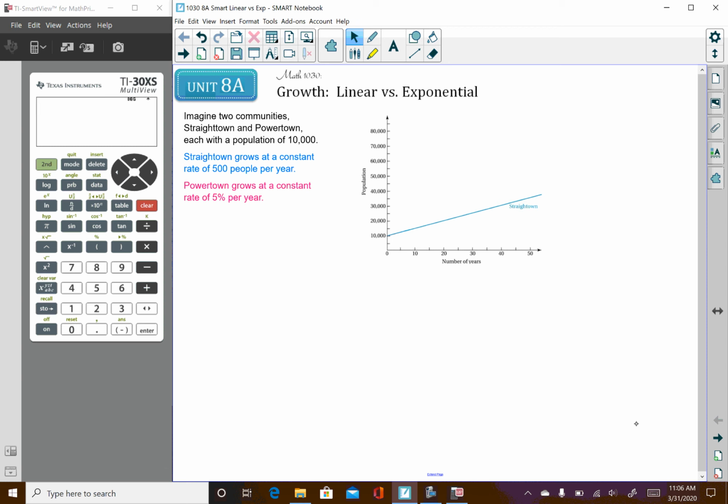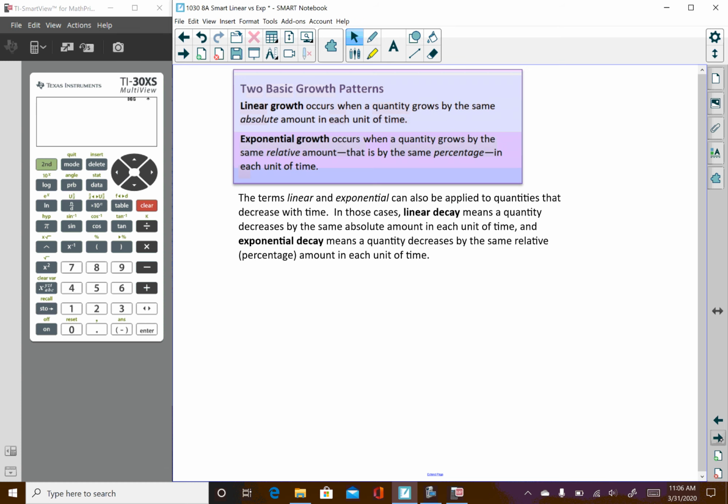Power Town is growing at a constant rate of 5%. So one of them is growing by a set amount of people, one of them is growing by 5%. So the graph of Power Town would actually end up looking like this. Power Town's population is almost the same as Straight Town for the first probably 5-7 years. Very similar. But then after that, Power Town just takes off growing. So those are the two basic types of growth patterns.